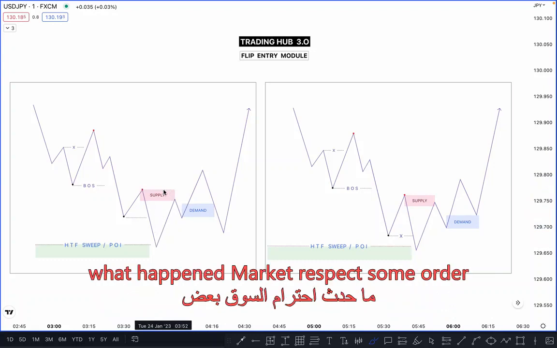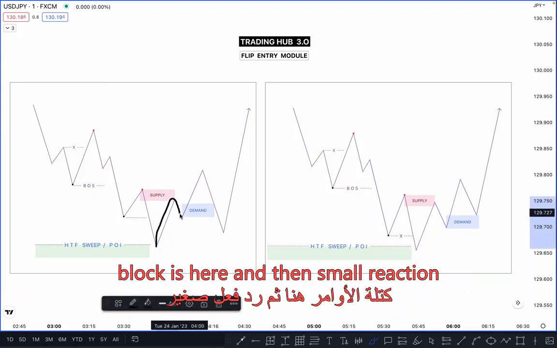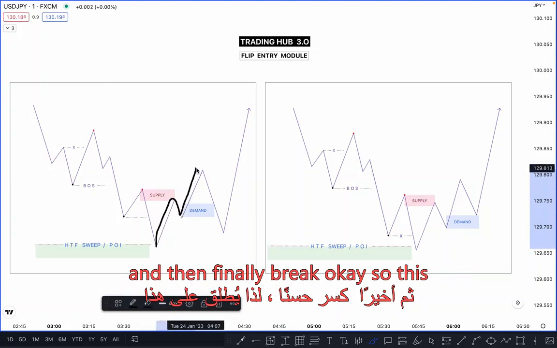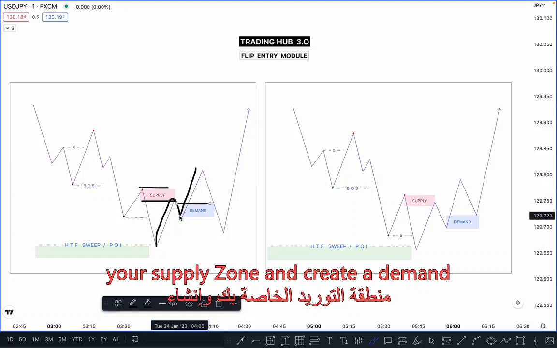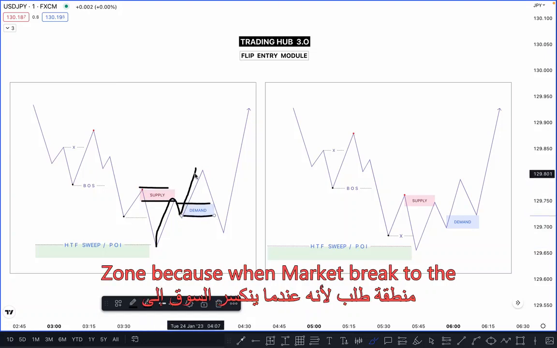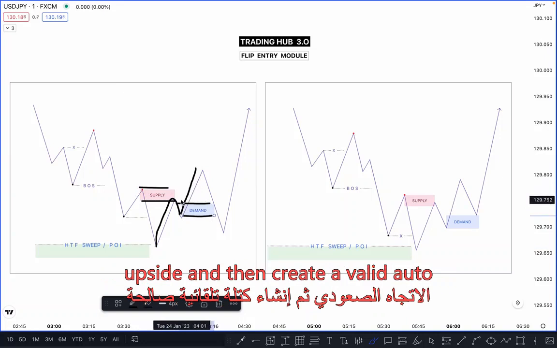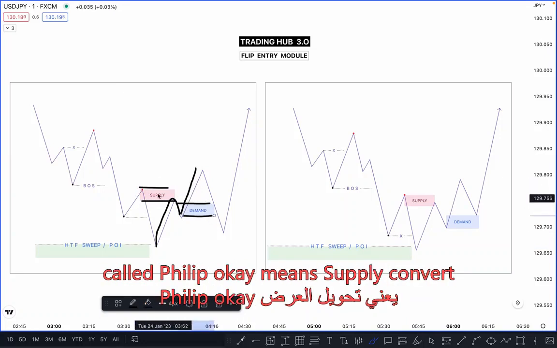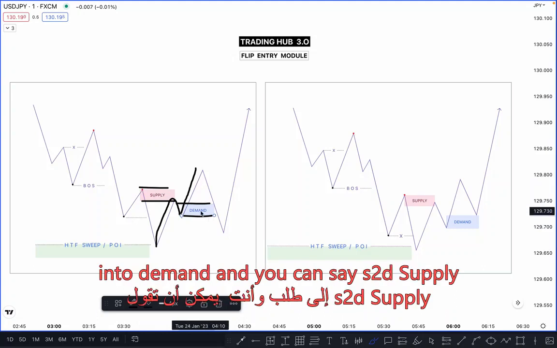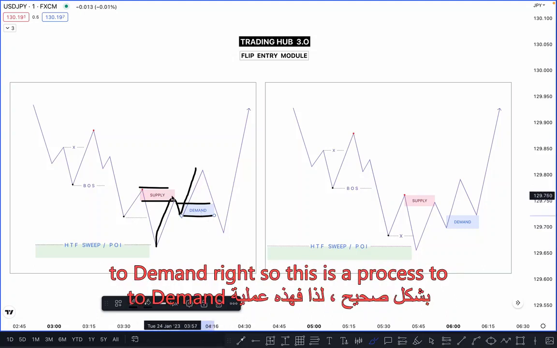But sometimes the market respects some order block here, gets a small reaction, and then finally breaks, okay? So this process is called a flip entry. It means price taps on your supply zone and creates a demand zone, because when the market breaks to the upside and then creates a valid order block at this point, this process is called flip, okay? It means supply converts into demand, and you can say S2D, supply to demand, right? So this is the process to identify a flip.